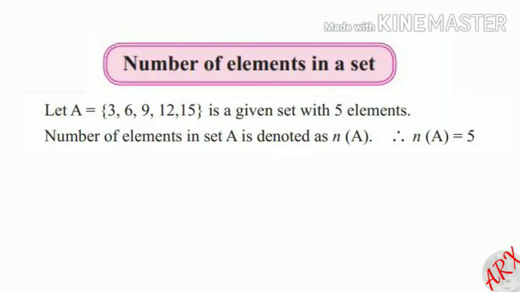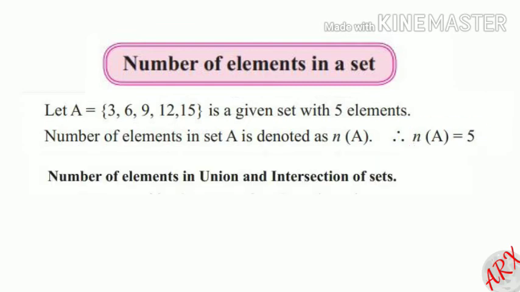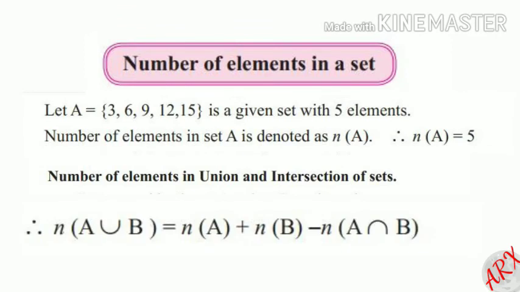Now we will move on to number of elements in a set. Let A = {3, 6, 9, 12, 15}. There are 5 elements in the given set, hence it is denoted as n(A) = 5, as you can see on the screen. Now we will see the formula for number of elements in union and intersection of sets, that is n(A ∪ B) = n(A) + n(B) - n(A ∩ B).